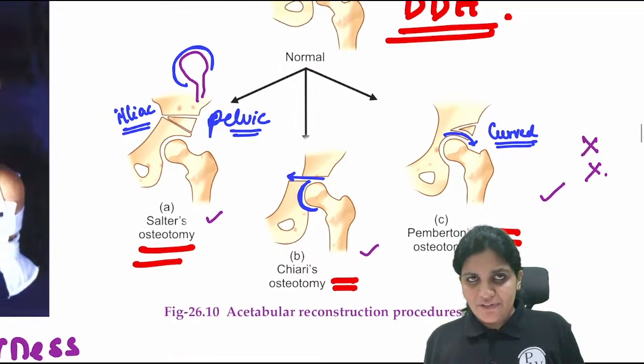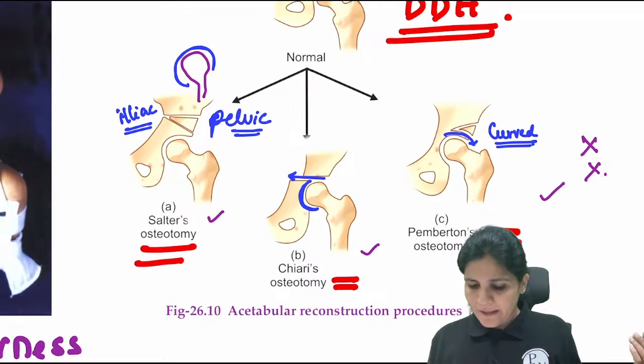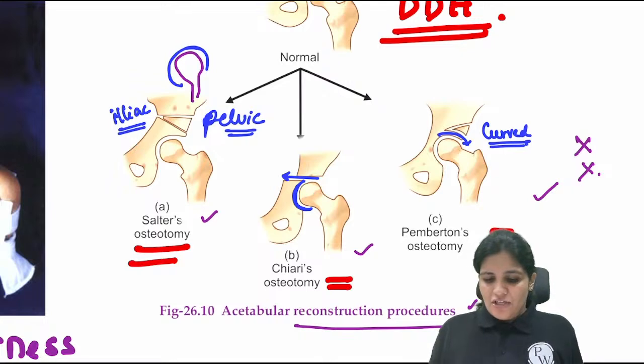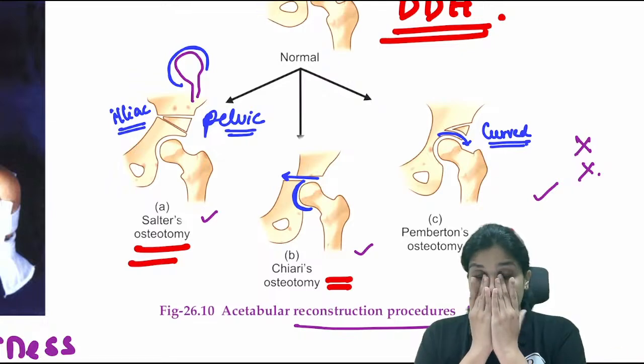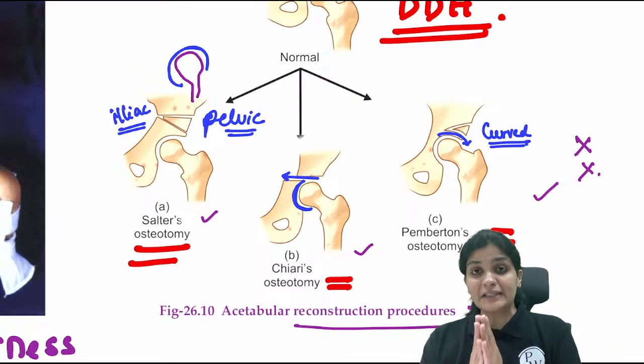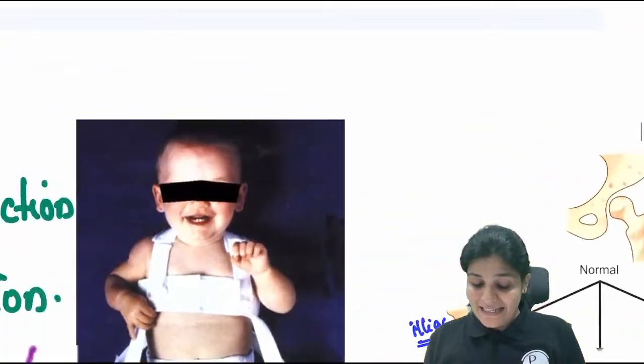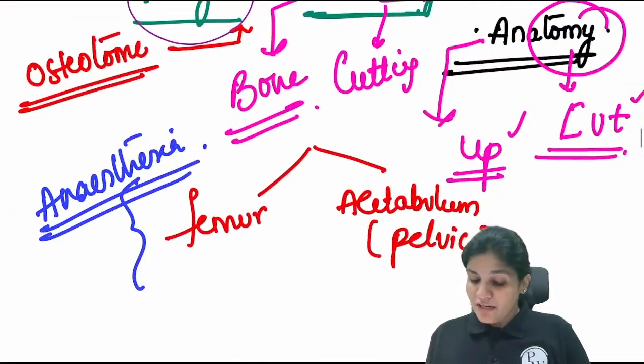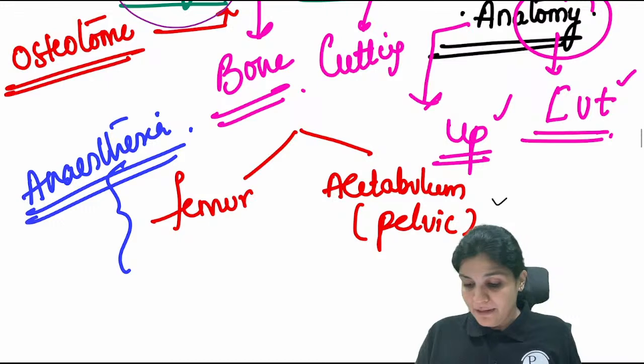Usually you see this after 3 years, the osteotomy is helpful. I am not telling you any procedures here. I'm just explaining to you. Whenever you want to conclude the question, you are writing the treatment. So now we have completed this acetabulum osteotomy.